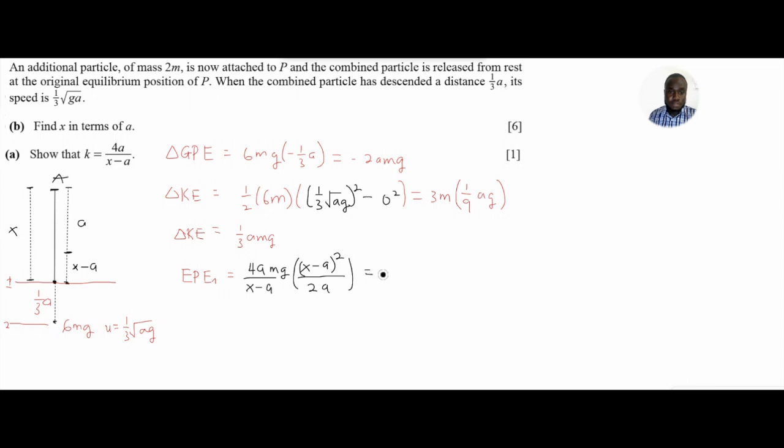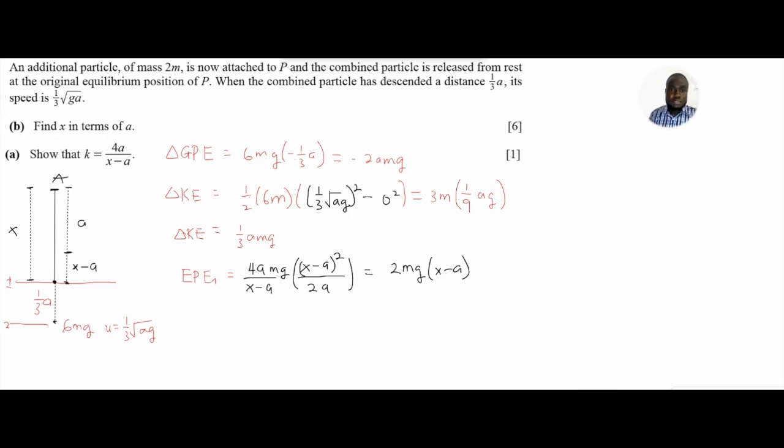Let's simplify this. This 2 divides into 4 twice, so we have that. And this a divides into a, and mg we have. (x minus a) squared would simplify to just x minus a when we divide by x minus a. So this is the elastic potential energy at point 1.